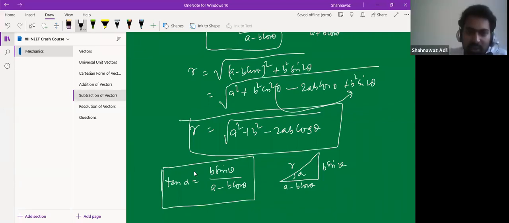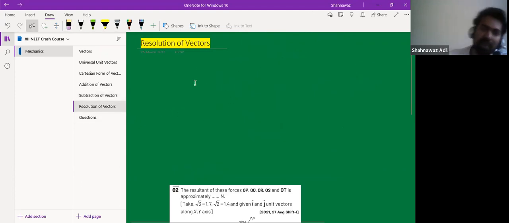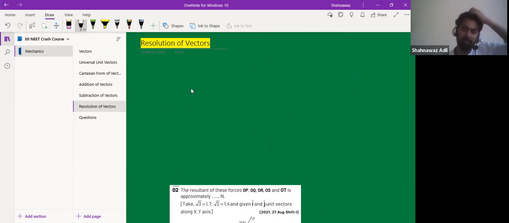So this is the magnitude and direction of the subtraction of the vectors. And lastly, in today's lecture, we will talk about the resolution of vectors. As I have discussed earlier, any vector can be in a plane. What I mean is, how many directions? So this board is a plane. How many coordinates do you need to represent the points on the board?